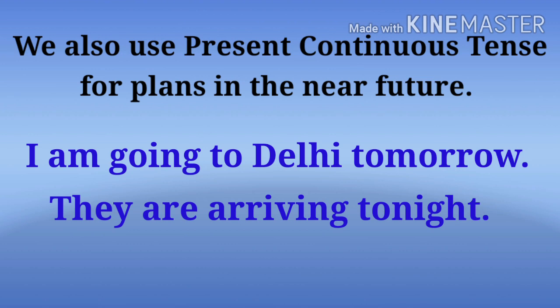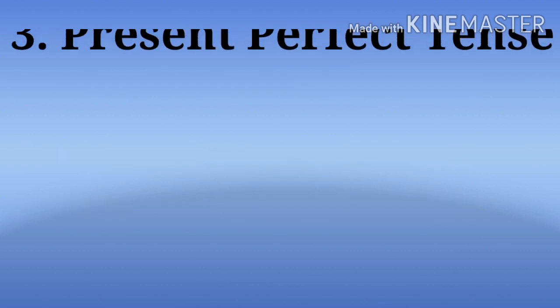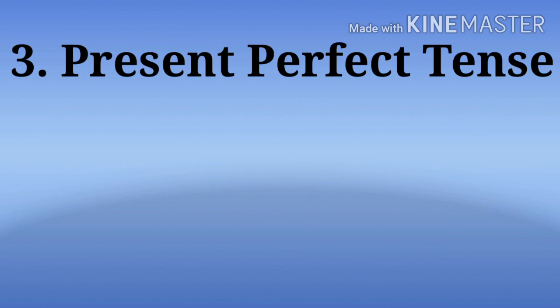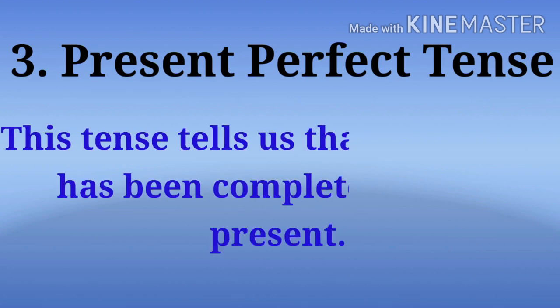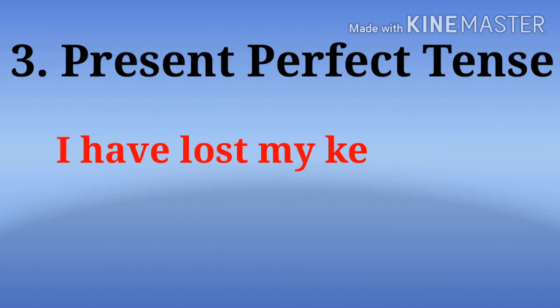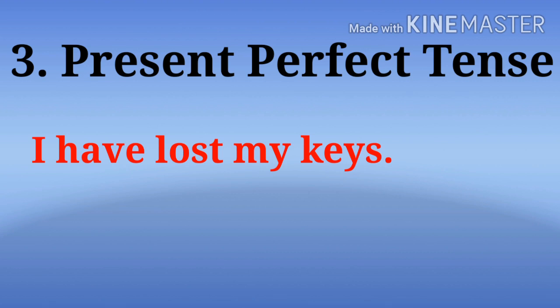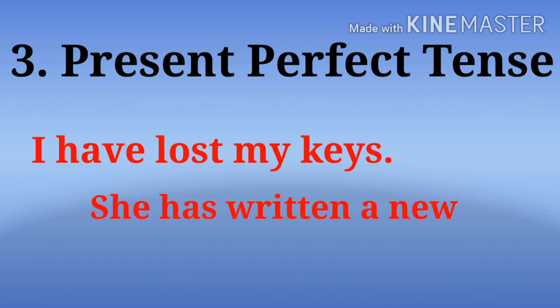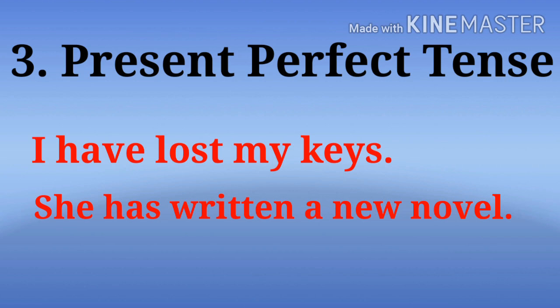Okay, children. Now, let us discuss present perfect tense. This tense tells us that the action has been completed in the present. I have lost my keys. She has written a new novel. All these sentences are in present perfect tense.